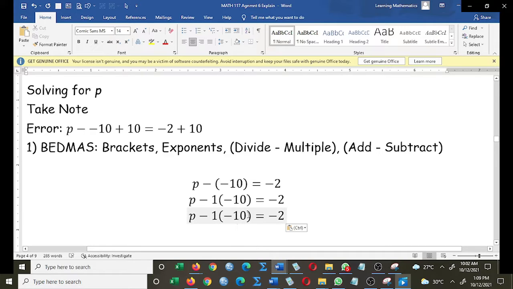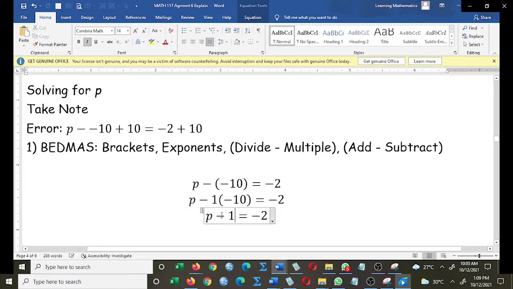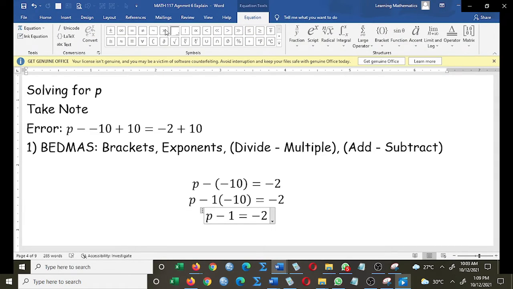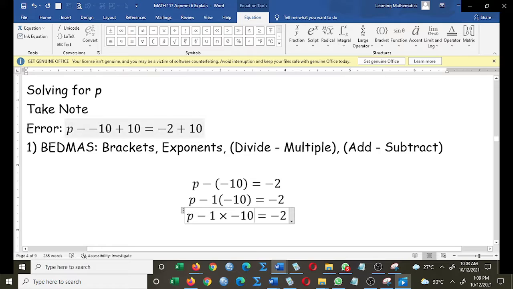So that is minus 1 times the equation's negative 10. You have to multiply before you add. So multiplication hasn't taken place yet, so you cannot put a plus 10 there.